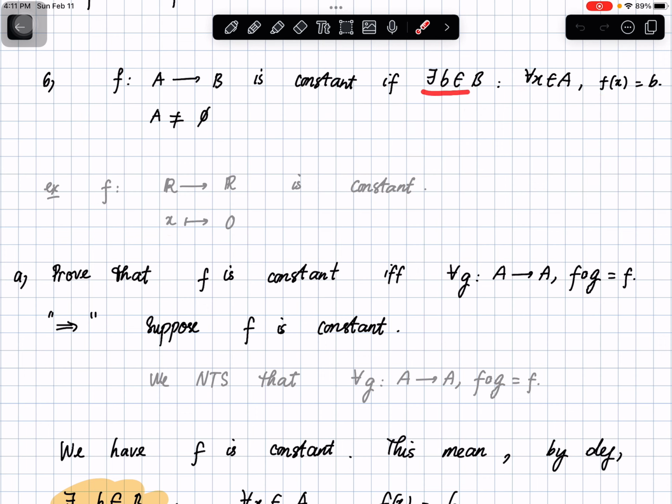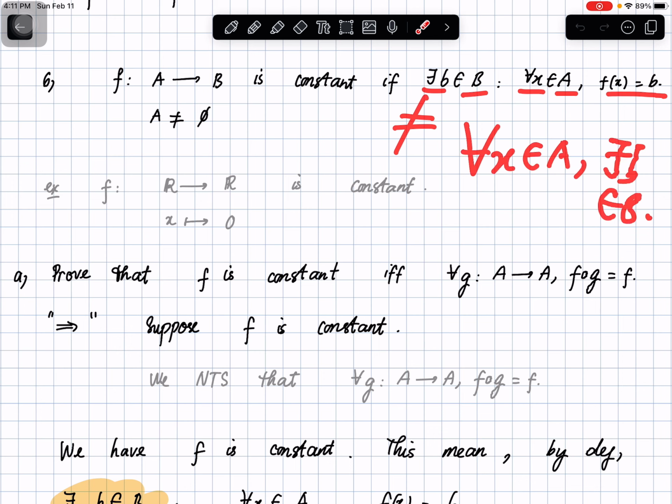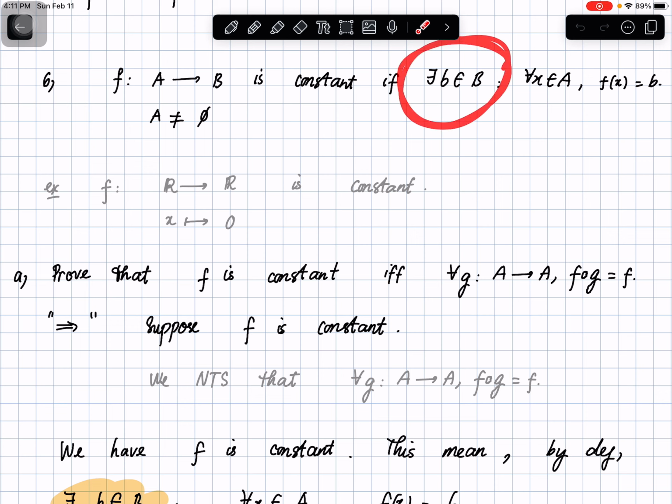Be very careful here with the quantifiers. The order of the quantifiers matters. There exists b in B such that for all x in A, f of x equals b. This one is different from: for all x in A, there exists b in B such that f of x equals b. These two are different. This small b here is defined by there exists b such that for all x in A, they send to the same point, f of x equal to exactly this b.